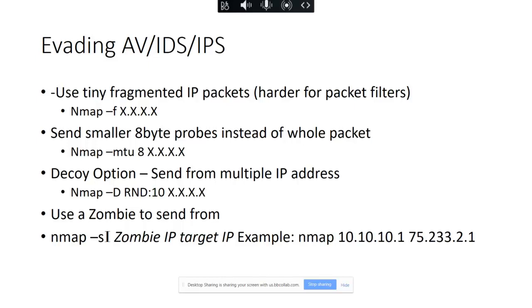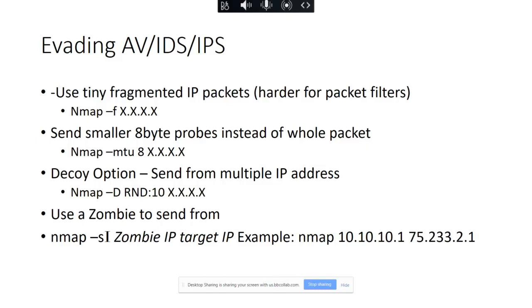The last two are probably the best options because what you're doing is using decoys or zombies. You can type in Nmap -D for decoy, and then use a random number of IP addresses, RND:10, and then x.x.x.x, which would be the IP address that you're scanning. So instead of the traffic looking like it's coming directly from your Kali Linux machine, it's going to randomly generate 10 IP addresses and use those to send the traffic from, or make it look like the traffic is being sent from them.